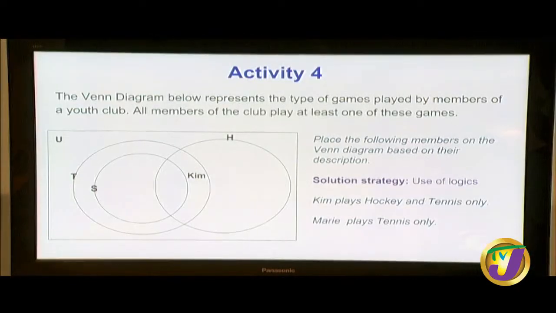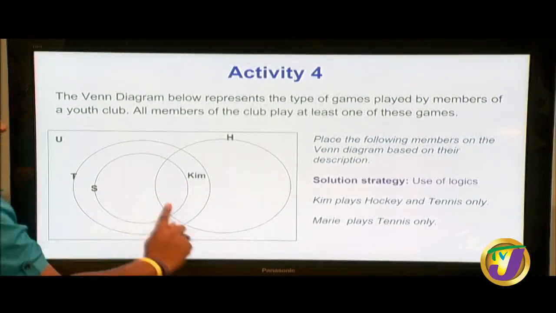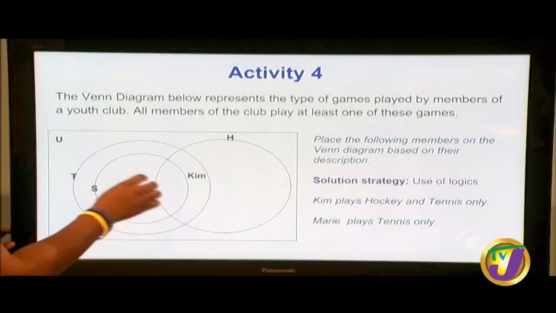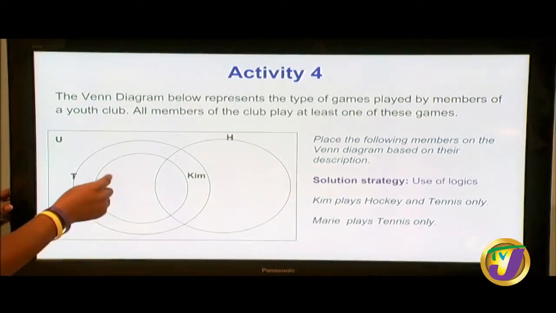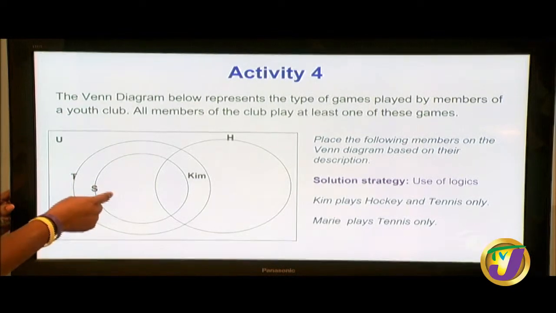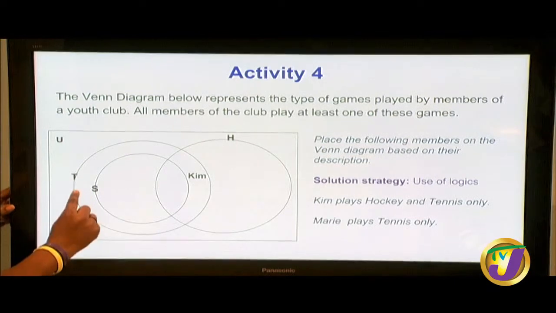All right. Marie plays tennis only. I'm very curious to see where you're going to put tennis only Marie. So clearly, Marie is not in squash, Marie is not in hockey, but she is in tennis. But guess what? Squash people play tennis, but it's not every tennis person that plays squash. So Marie looks like she has to sit somewhere out here.